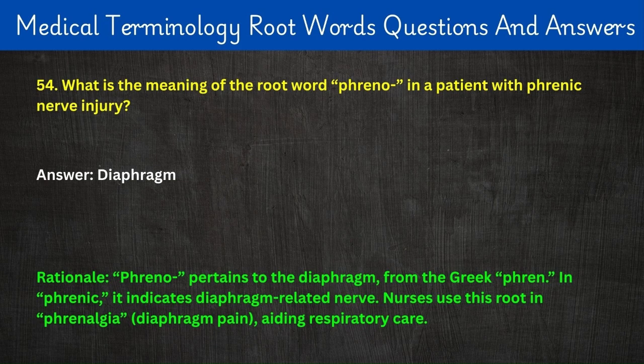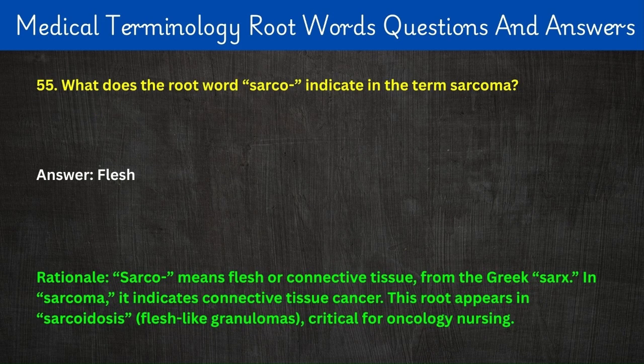Answer: diaphragm rationale. Phreno- pertains to the diaphragm, from the Greek phren in phrenic. It indicates diaphragm-related nerve. Nurses use this root in phrenalgia, diaphragm pain, aiding respiratory care. 55. What does the root word sarco- indicate in the term sarcoma?